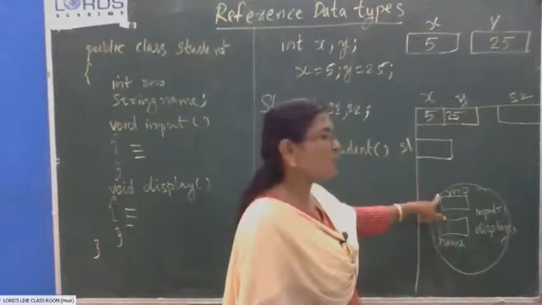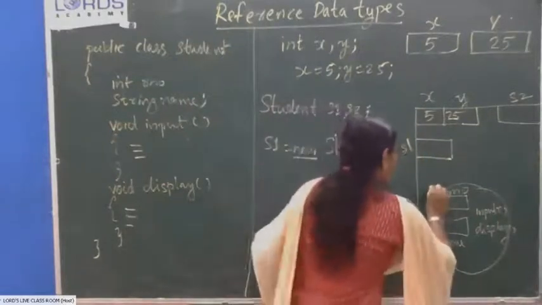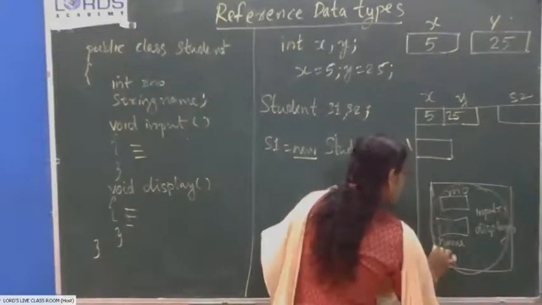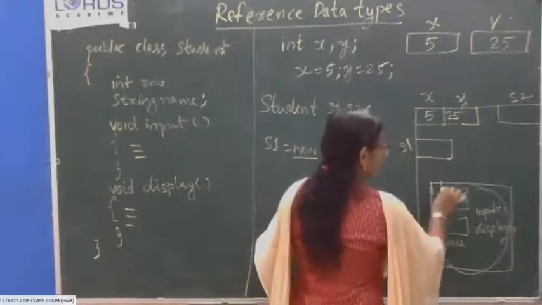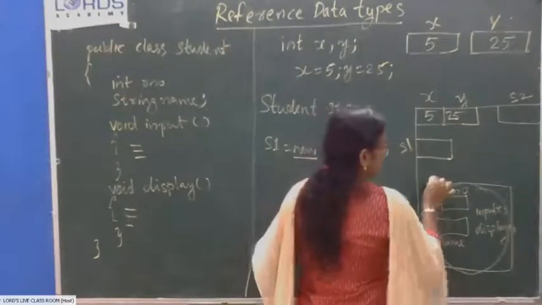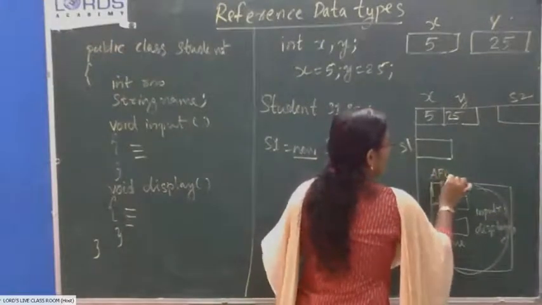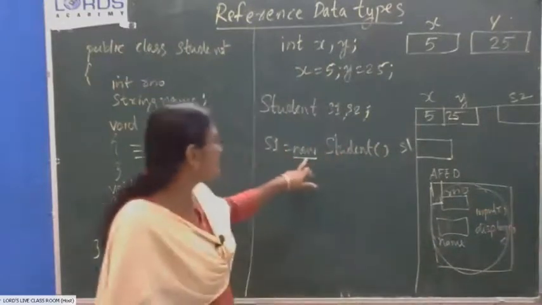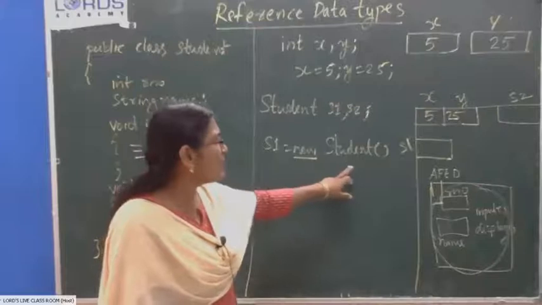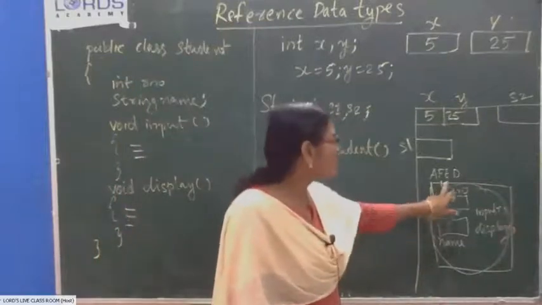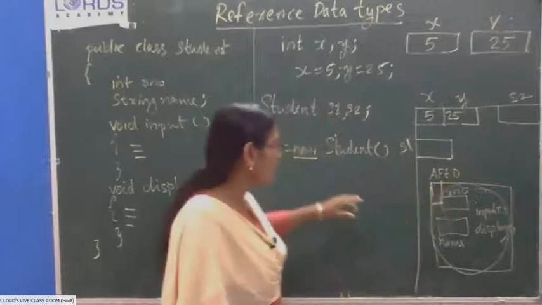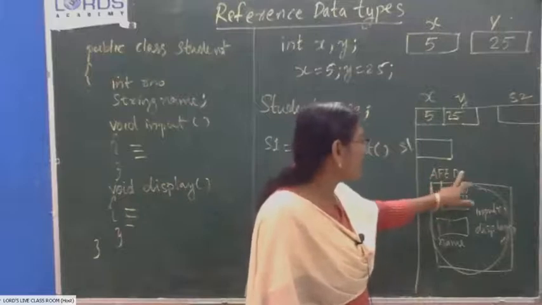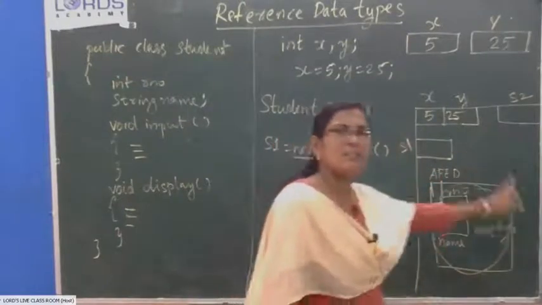Where is this object stored? If I represent it as a rectangular entity, we can go for the starting cell address. Imagine that this starting cell's address is AFED, a hexadecimal number. The object of the student class created by using the new keyword starts from the cell known as AFED. Continuous memory locations are given from AFED onwards.